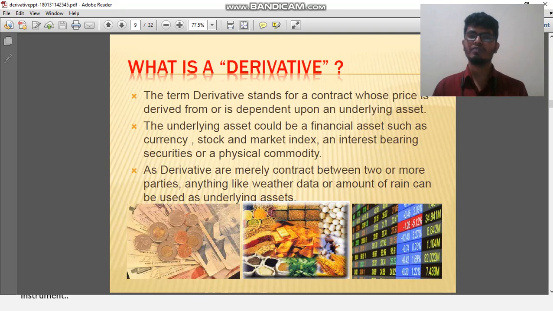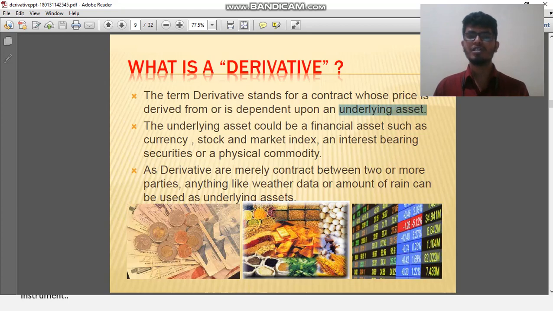The term derivative stands for a contract whose price is derived from, or is dependent upon, an underlying asset. So this is a contract of buying or selling in the future, and the price of the contract is determined by the underlying asset, one particular asset or a group of assets. The underlying asset could be a financial asset such as currency, stock, market indexes, and interest bearing securities, or a physical commodity.